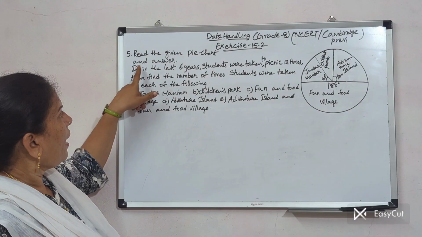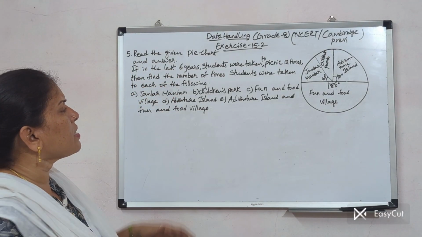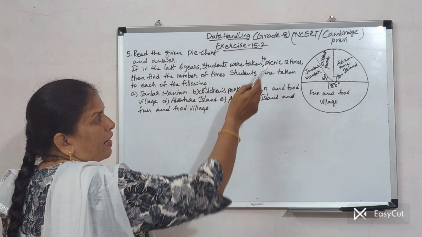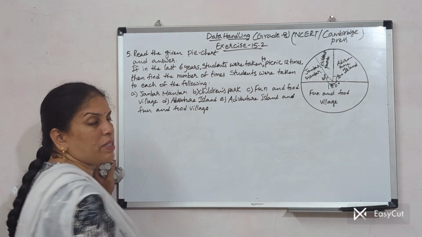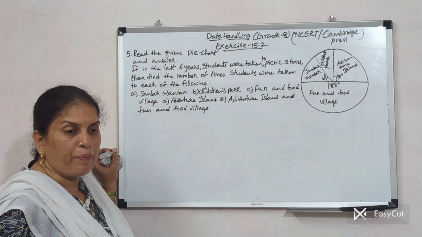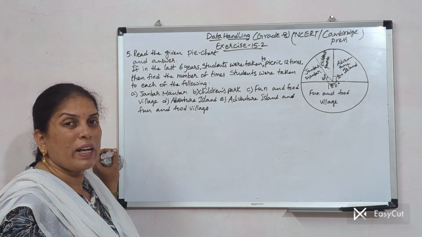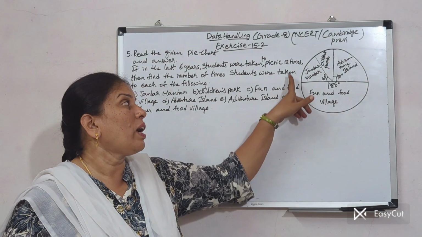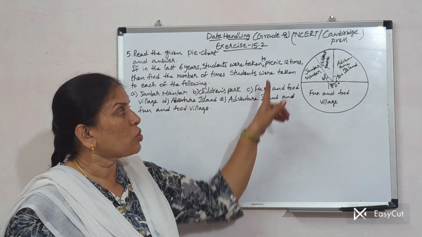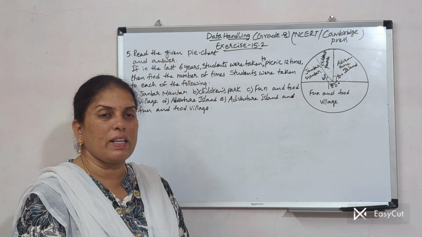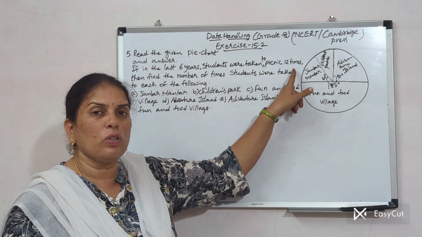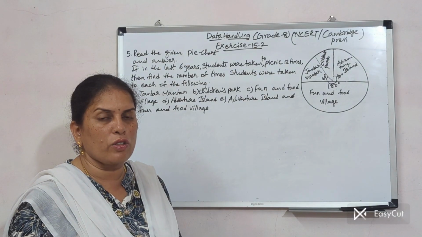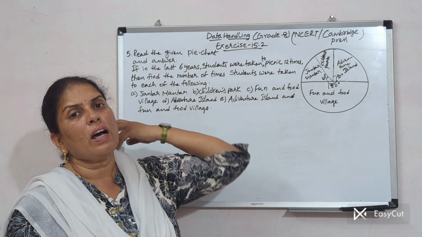If in the last 6 years, students were taken to picnic 12 times, how many times did they go in the last 6 years? 12 times they went. See here, 12 times means totally 12 times. That is equal to the total frequency of all observations. All of you understood?